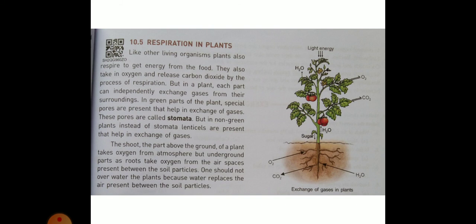The part above the ground of a plant takes oxygen from the atmosphere, but the underground parts, the roots, take oxygen from the air spaces present between the soil particles. One should not overwater the plants because water replaces the air present between the soil particles. Respiration in plants: carbon dioxide goes out and oxygen comes in through the plant body.